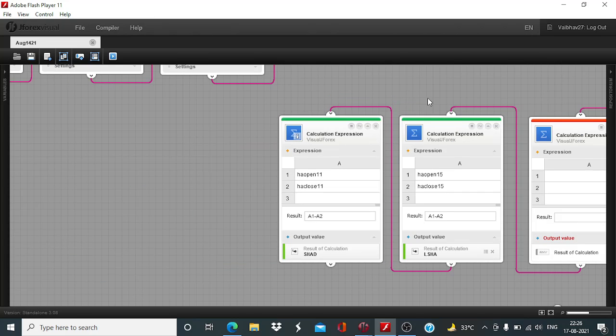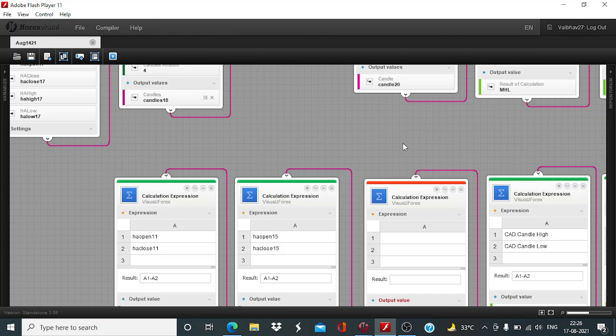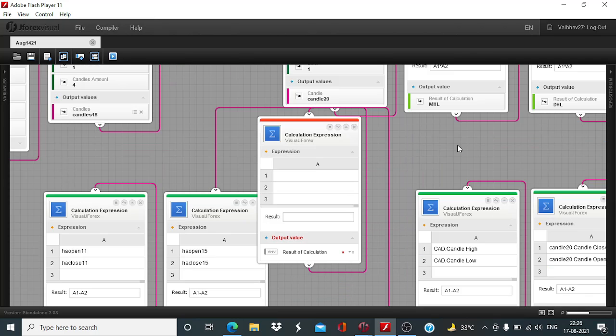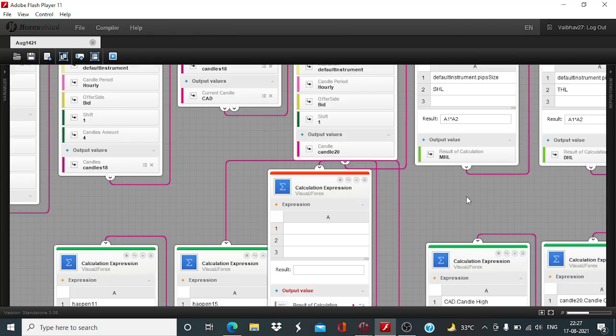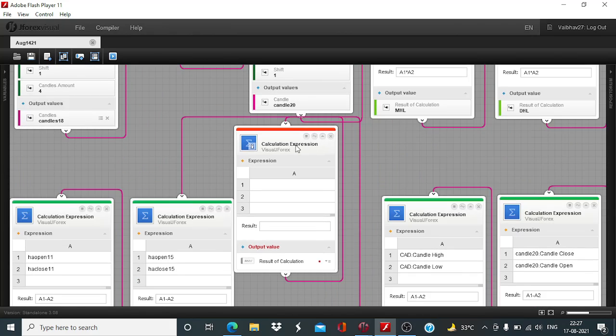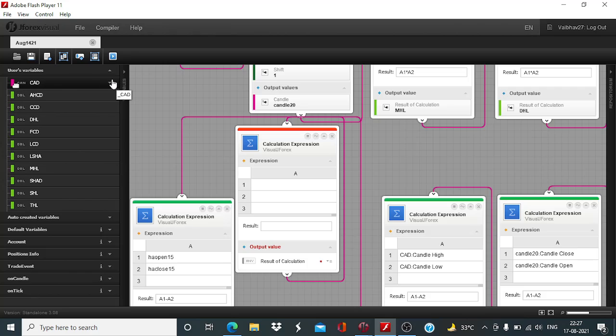Now we need the last hourly candle closing value to be less than its opening value by more than 5 pips. So we have to consider the difference between the closing and opening of candle 20. Candle 20 is the last hourly candle.